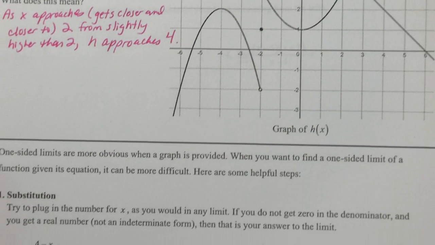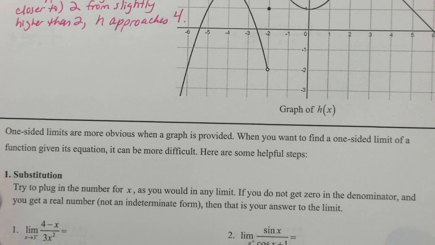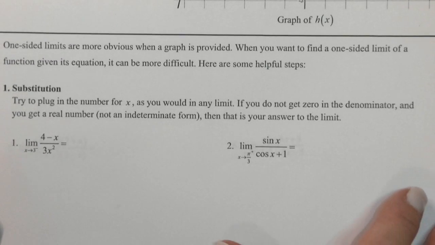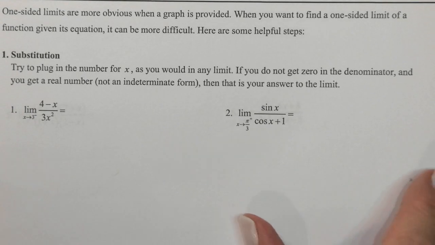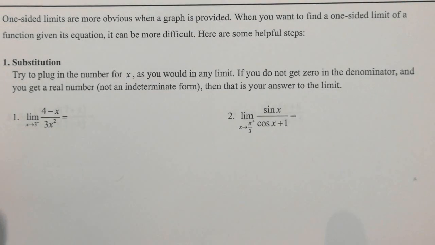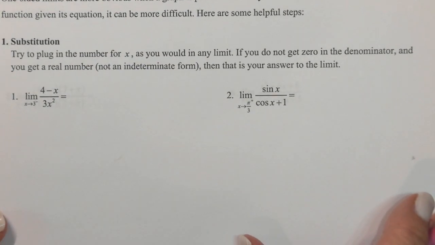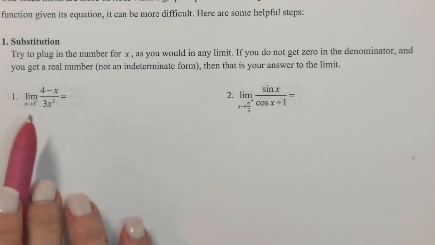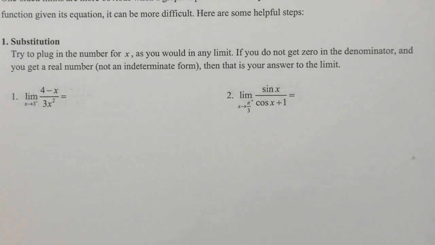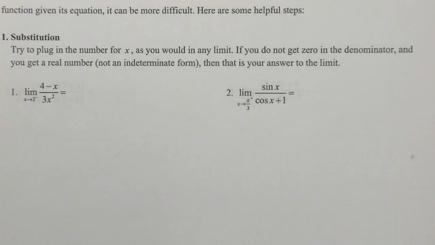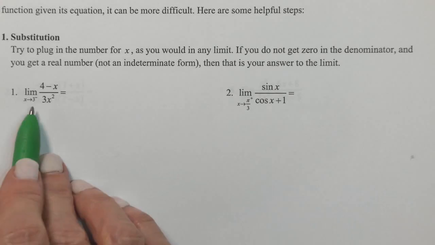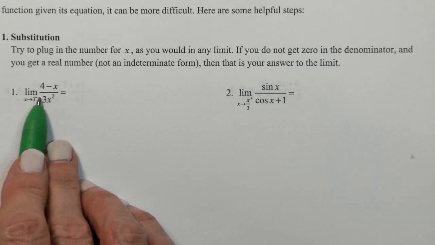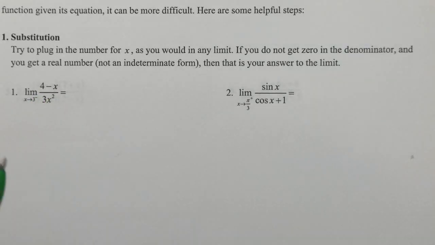All right, one-sided limits are pretty obvious when the graph is given, okay? If you had the equation instead, here are some steps. Step 1: try to do what you do with every limit. Plug in the number for x. If you get a number, then you're done. So yes, we're approaching 3 from the left, but my first step is always just to plug in 3 and see if I get a number.